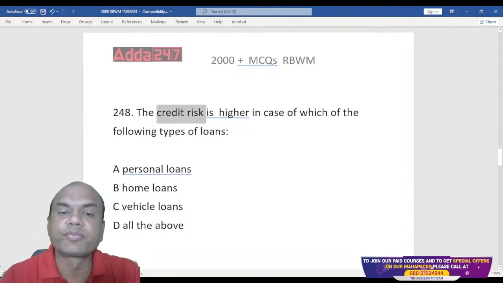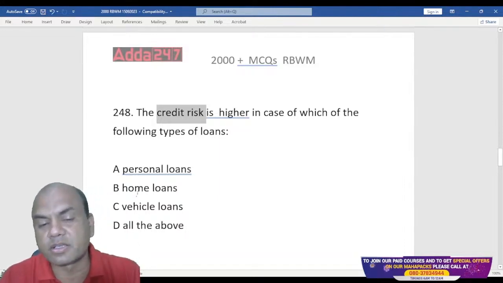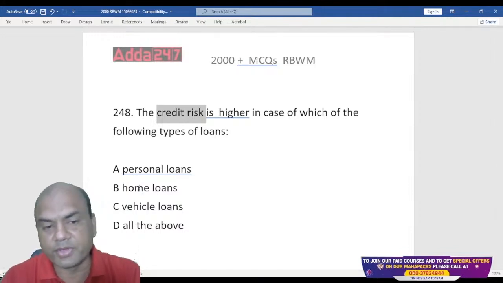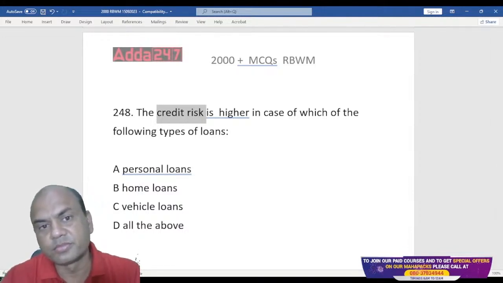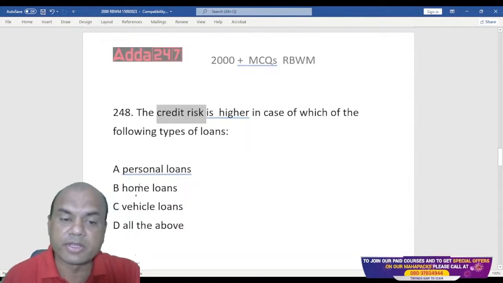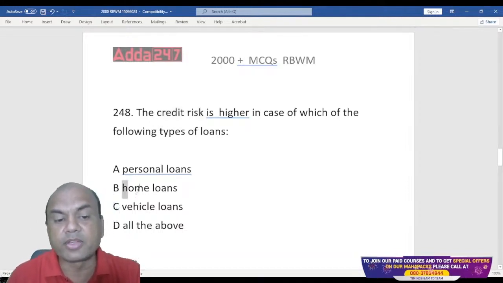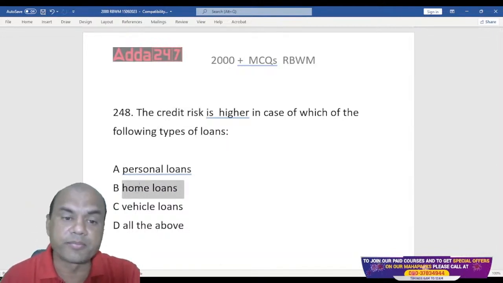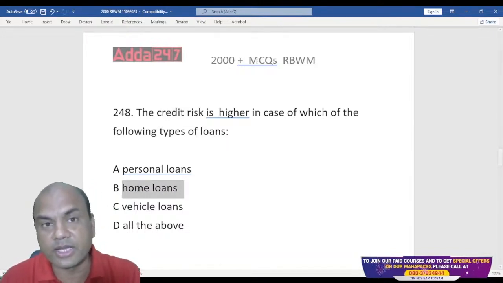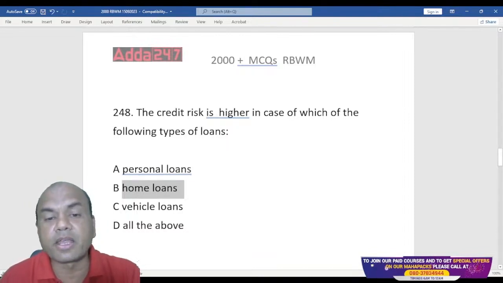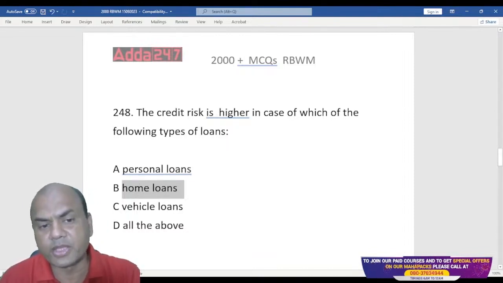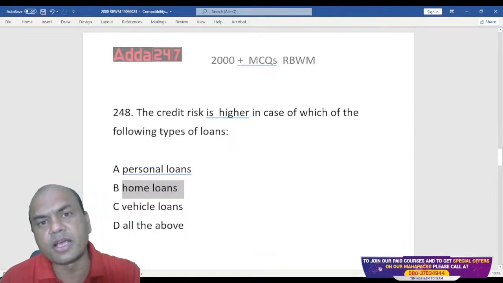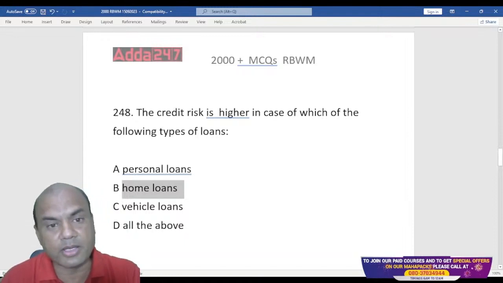In which type of loan is the credit risk higher? Let's see one by one. In home loans, I have the home as a prime security. Suppose the borrower does not pay me, then what will happen? The home is mortgaged to me. I'll sell it and get my money back.